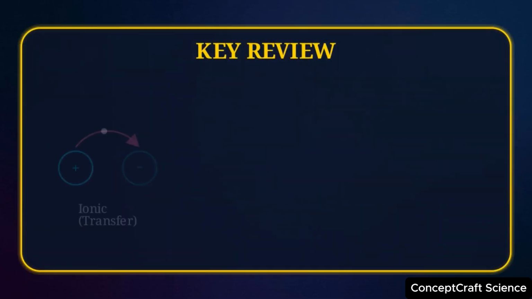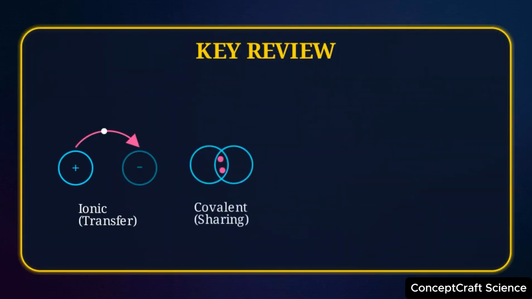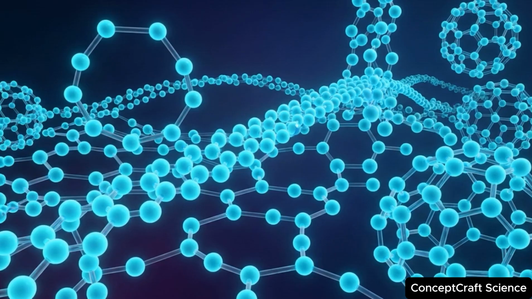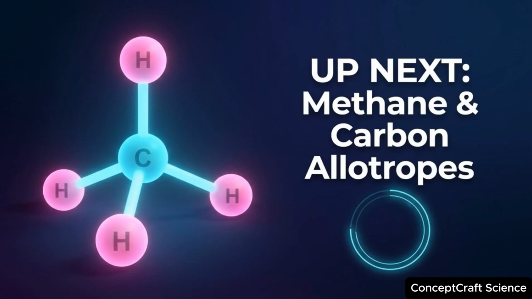To recap, ionic bonds rely on electron transfer, while covalent bonds rely on sharing. This sharing mechanism allows carbon to build stable molecules with low boiling points. Furthermore, since sharing doesn't create charged particles, or ions, these covalent compounds cannot conduct electricity. Now that we understand the mechanism of the covalent bond, we can look at the massive variety of shapes carbon can build. Next, we'll explore the structure of methane and the different forms of pure carbon.